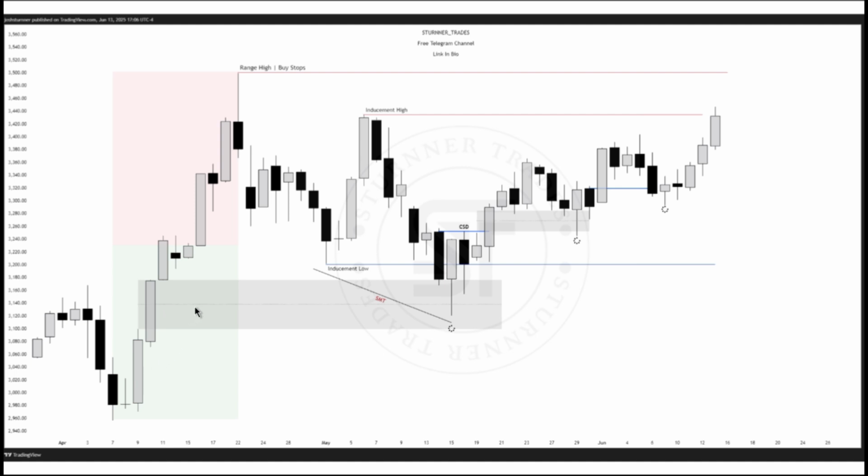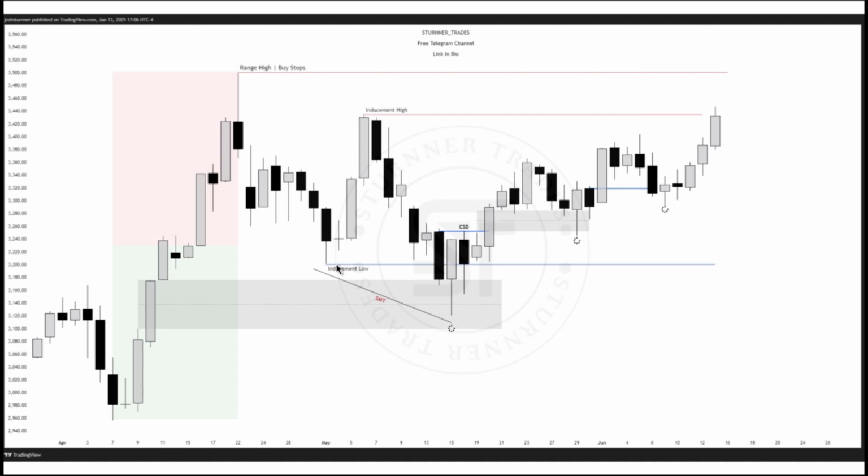Second, we are looking for higher time frame key levels. Right here, we have a fair value gap that forms at the discount of this range, and this is the area we want to be looking for a long setup. Now, why this fair value gap and not this one? Well, that's a bit advanced, and I'll cover that in another video.